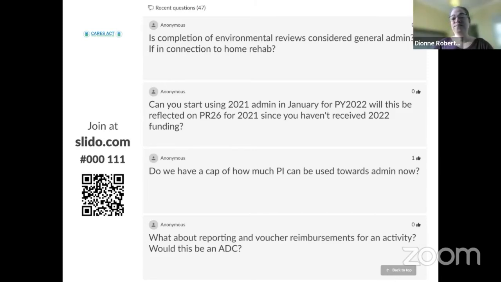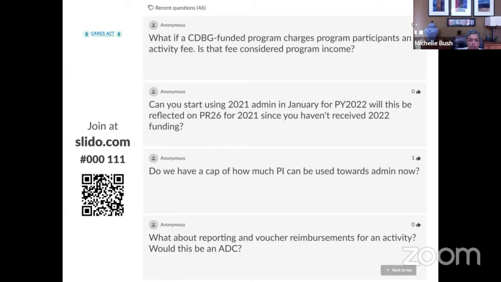Absolutely. Okay, is completion of environmental reviews considered general admin if in connection to home rehab? The answer to that is no. That would be an activity delivery cost. Can you start using 2021 admin in January for program year 2022? Will this be reflected on PR26 for 2021 since you haven't received 2022 funding?